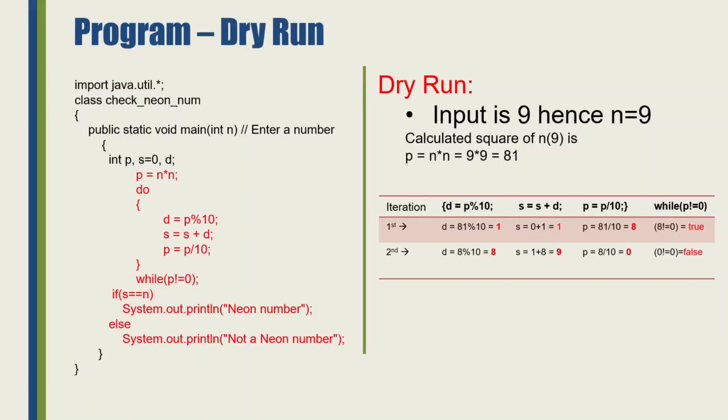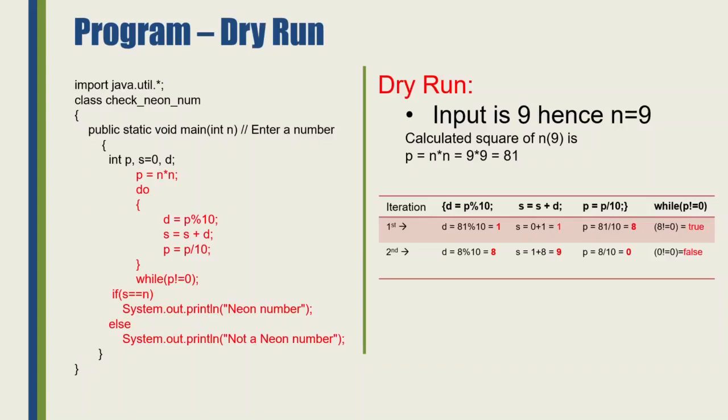Now we have reached the end of the do while loop. So the while condition will be evaluated to determine the next iteration. It says p is not equal to 0. p is 8 and 8 is not equal to 0, which is true, so it will go for the next iteration. In the next iteration, again d is calculated. It becomes 8, s will become 9 and p will become 0.